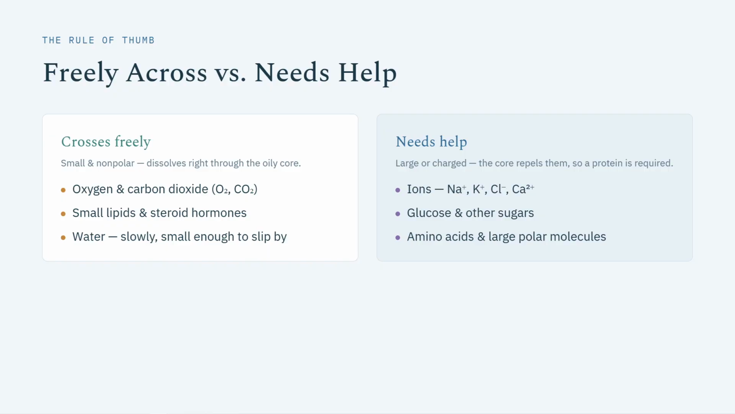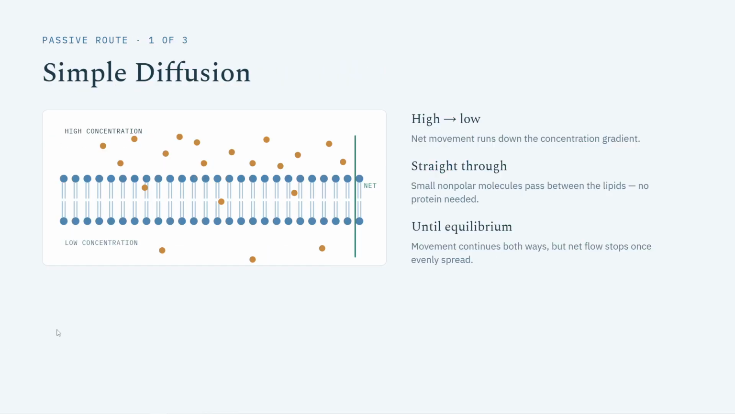Because the core is oily, there's a simple rule. If a molecule is small and nonpolar, it dissolves right through. Oxygen, carbon dioxide, small lipids. Even water sneaks through slowly because it's tiny. But if a molecule is large or charged, that oily layer flat out repels it. Ions like sodium and potassium, glucose, amino acids, they can't cross on their own. They need a protein door. Keep that split in mind because it decides which route each molecule takes.